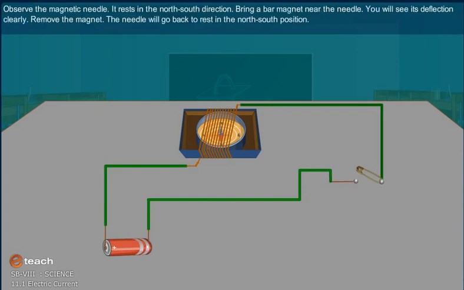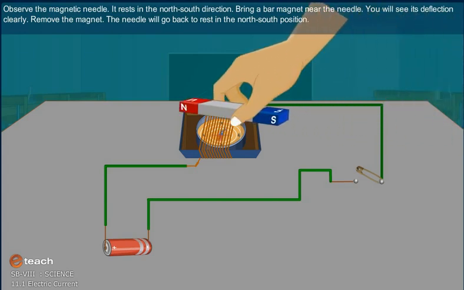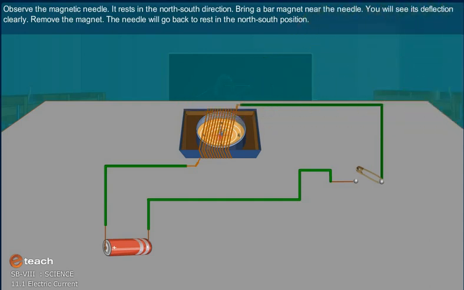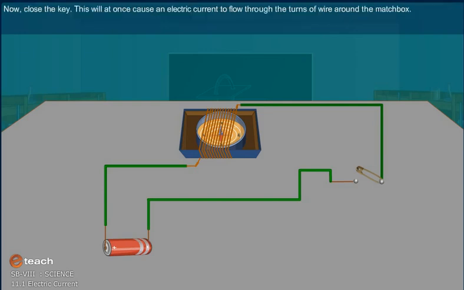Observe the magnetic needle. It rests in the north-south direction. Bring a bar magnet near the needle. You will see its deflection clearly. Remove the magnet. The needle will go back to rest in the north-south position. Now close the key.